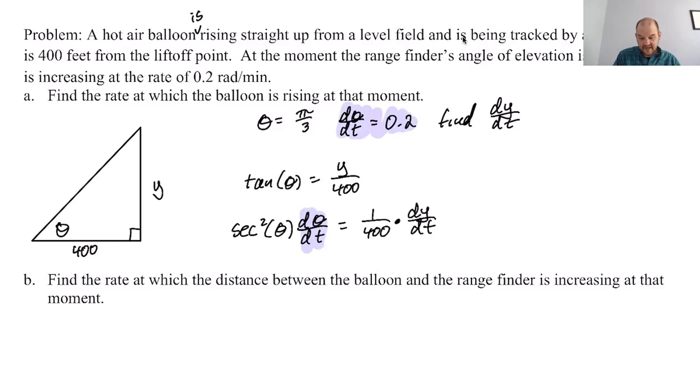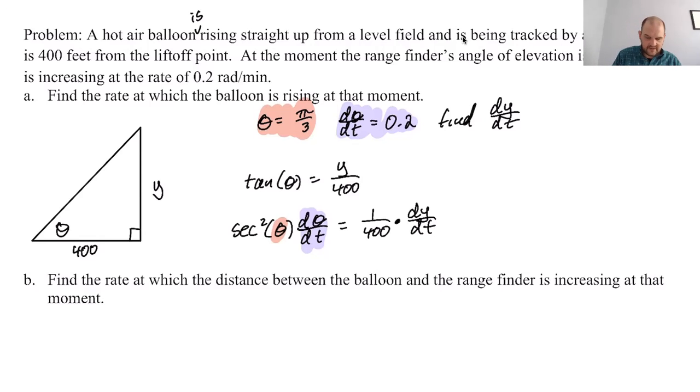I know what theta is. So theta is this, so I'll be able to sub for this. That's actually all I need, right? So to find secant of theta, I have two choices. I can remember that the cosine of pi over 3 is 1/2, so the secant is 2.